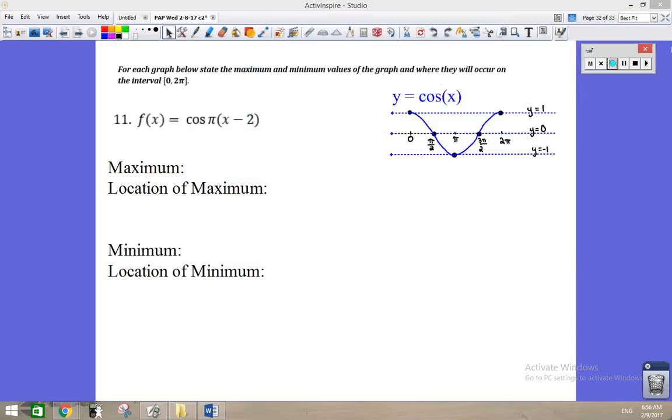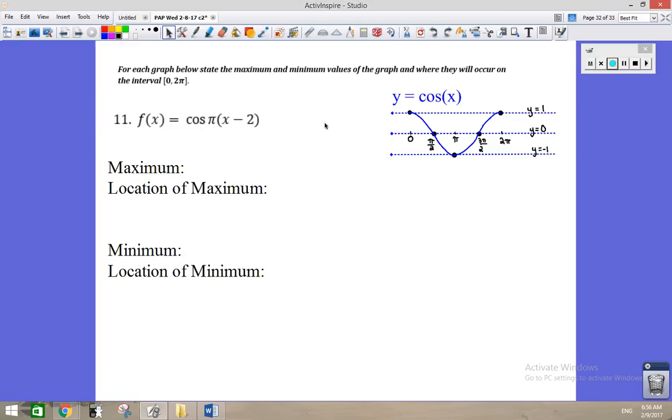All right, let's take a look at this next problem. The directions are the same as the previous, that we want to find the maximum value and the minimum value of the output of this function, and that's going to be pretty easy. But sometimes in finding the location of where that occurs, students have a little bit of difficulty with that.